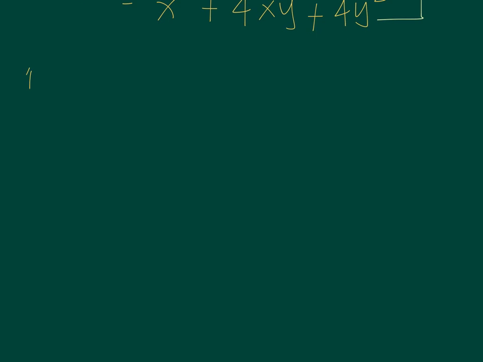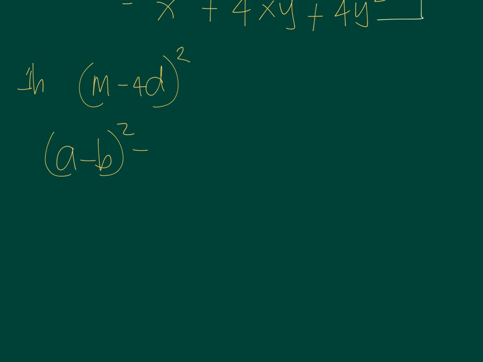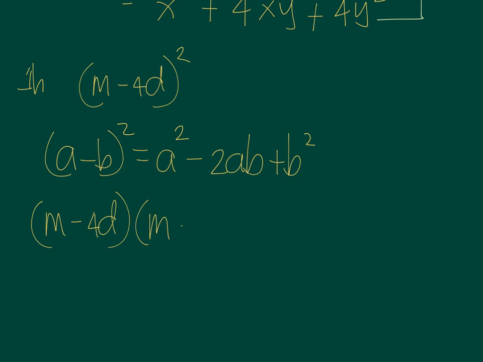In 1H, we have a very similar problem, but instead of a plus, it's a minus: (m - 4d) squared. This can be simplified following (a - b) squared equals a squared minus 2ab plus b squared, or you can do the FOIL method by rewriting (m - 4d) squared as (m - 4d) times (m - 4d).